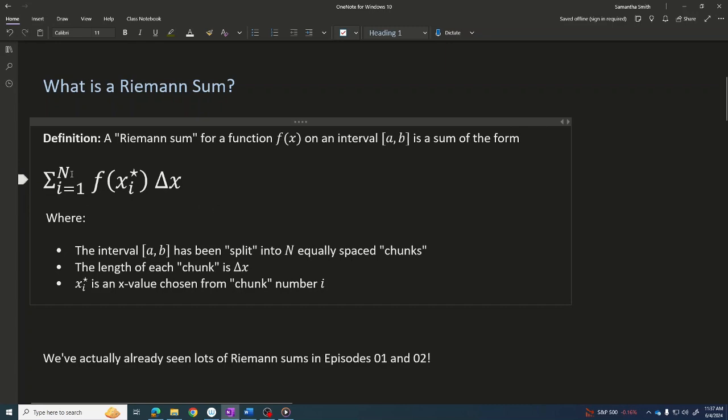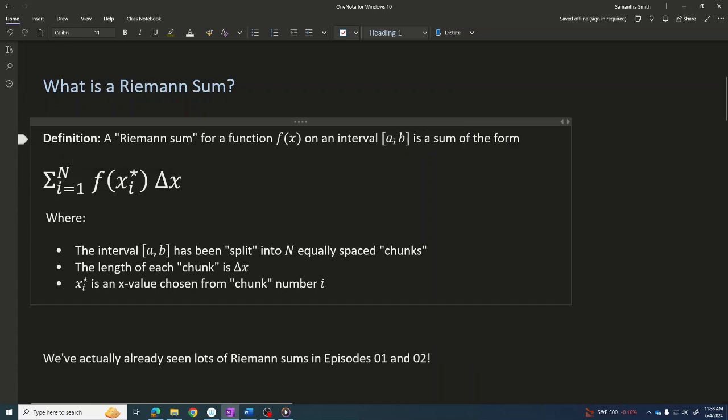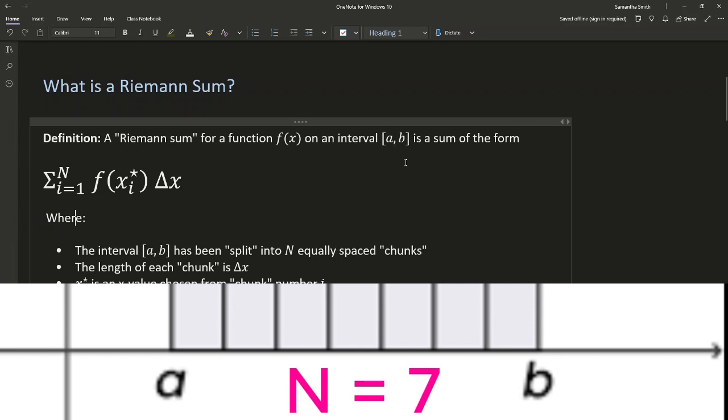Let's talk a little bit about what each of these quantities in this summation notation are standing for. Now this capital N here in the summation notation for a Riemann sum refers to the number of chunks, the number of pieces into which this interval has been split. So this capital N on the top of the sigma is communicating, take your interval from A to B and split it into n portions.